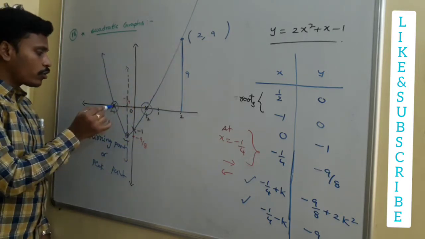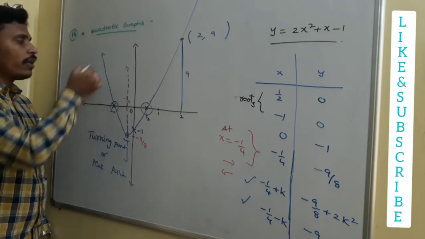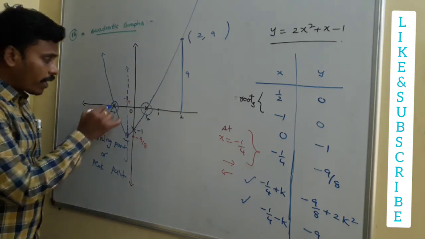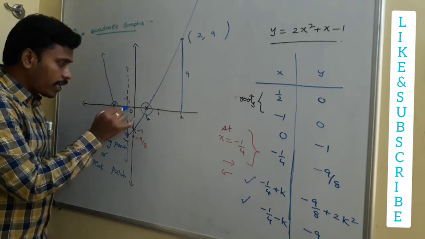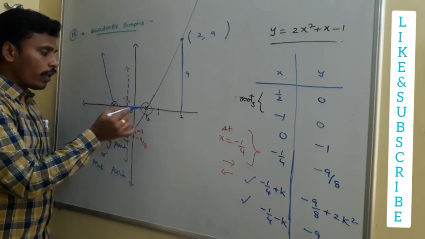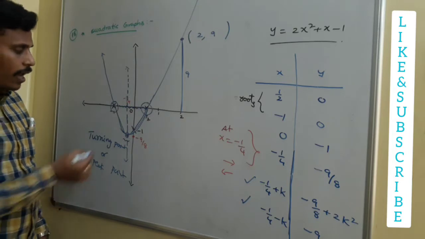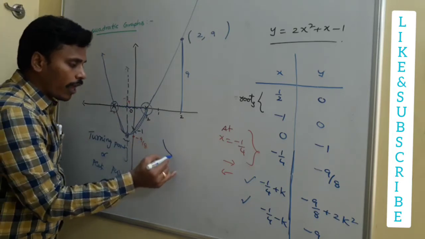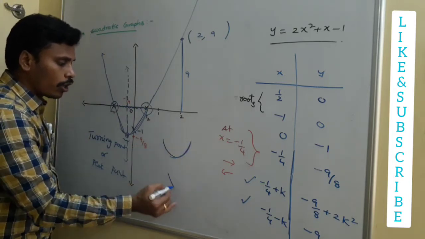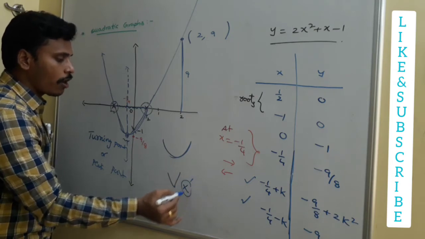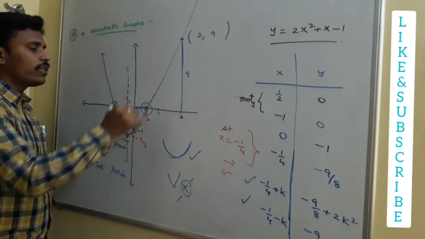At x equal to any point less than minus 1, the graph is above the x-axis. But in between minus 1 and 1 by 2, if you take any value, the graph is below the x-axis. And while turning, you need to use just a U-shape. You can't use a V-shape. That is the wrong method, and this is the correct method while turning.